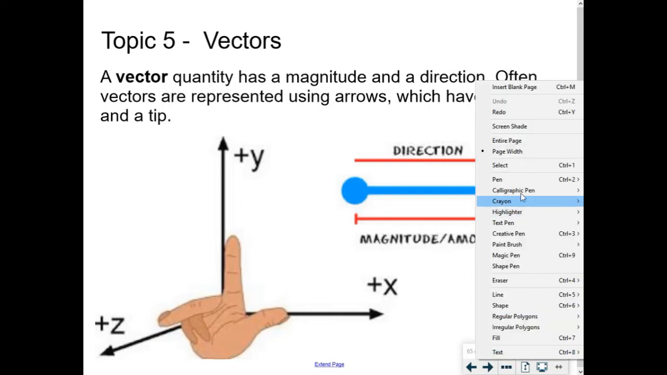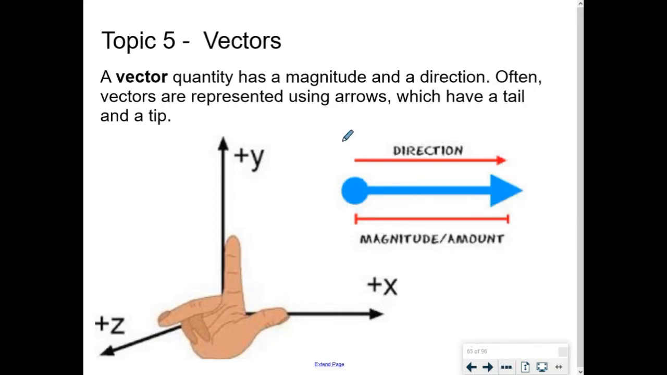Hello everybody, welcome to our second video here. This is going to be the second video that we're going to do that's asynchronous. It's actually our fifth topic. This is topic 5 on vectors. This is going to be our second asynchronous video.